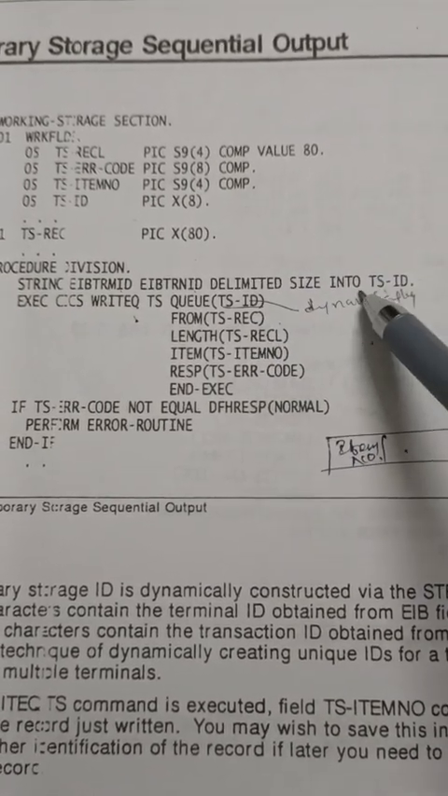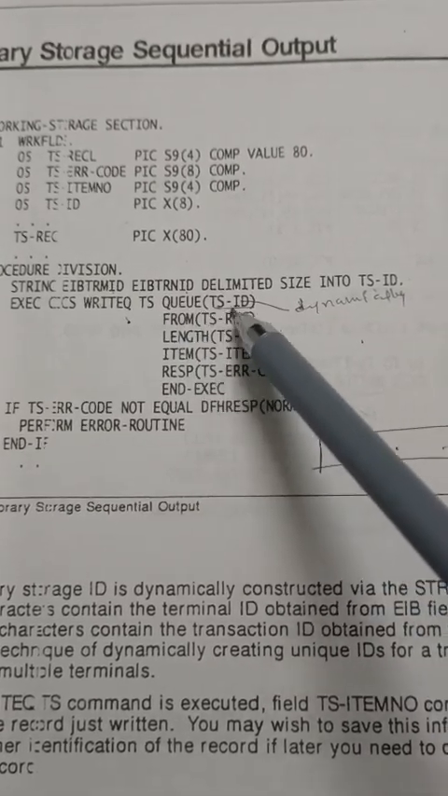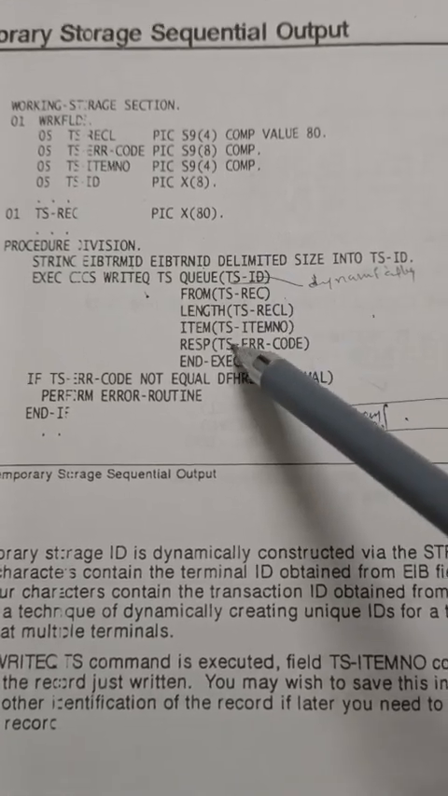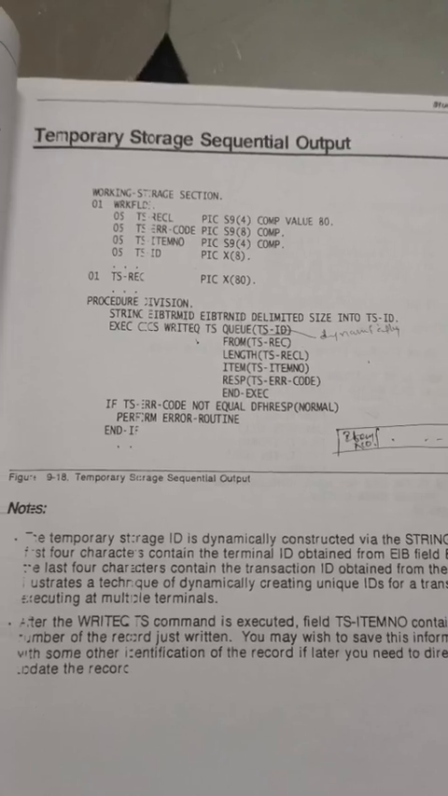After combining the 2 fields, I am mentioning the write queue temporary storage queue, from, length, and item option, how many items you are going to write here, and response, the same syntax as before.